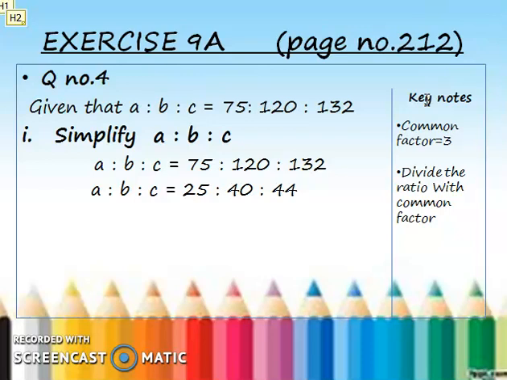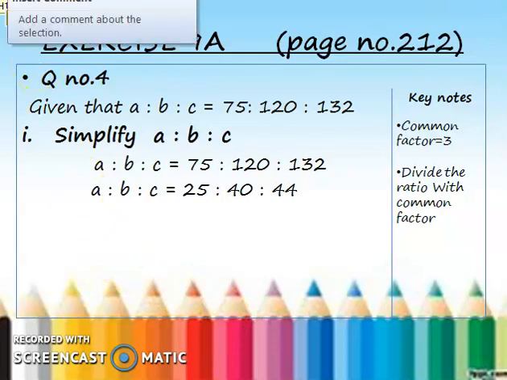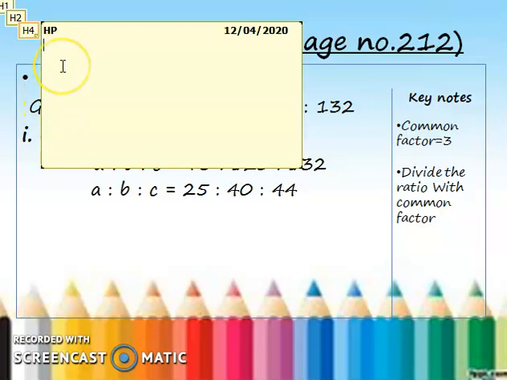So what we have to do is divide all these three numbers by 3. We have to divide all these three numbers by 3. Now again we can check that 75 divided by 3, what will it give? Any idea? It will give 25. Clear?